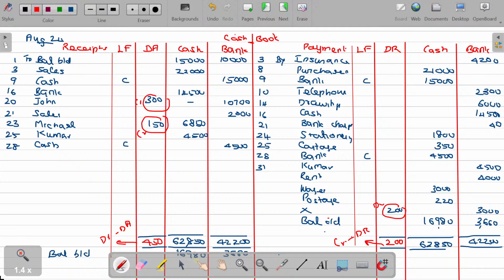Okay, this is called ledger folio. Ledger folio means cross reference. Anyhow, these accounts will be posted in the concerned account only, right? This is ledger. This is not account.